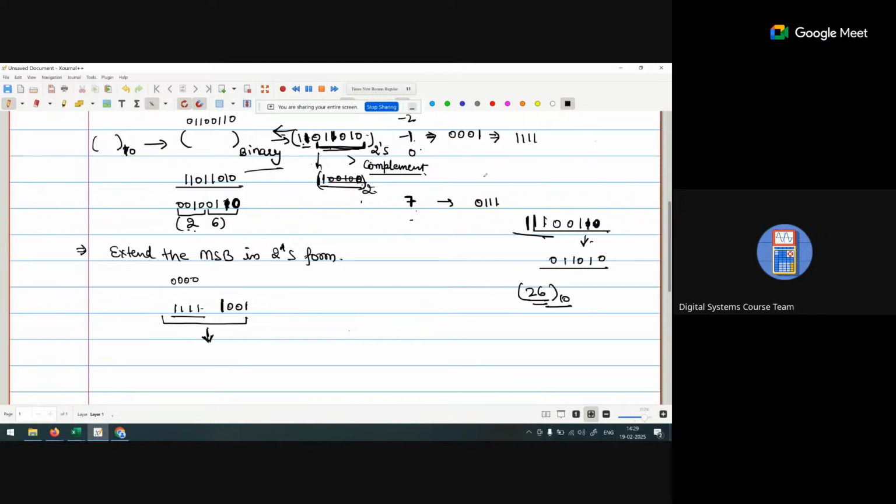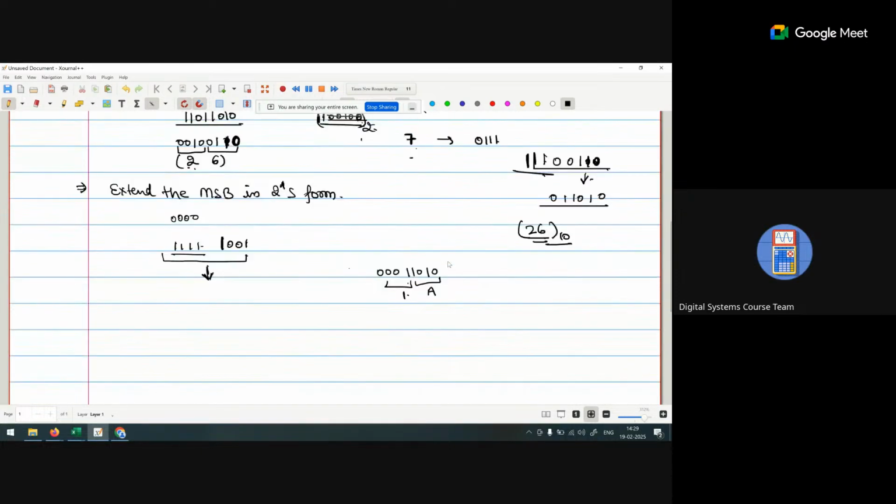And if I convert it into hexadecimal, 0 0 0 1 1 0 1 0, so it is 1A. You are saying it is 1A. Yes, sir. So this is the correct one. Correct answer. Okay, sir. 64 minus 26. No, that is 38.